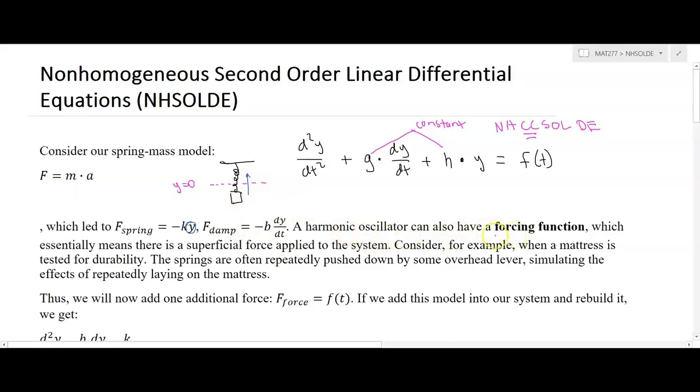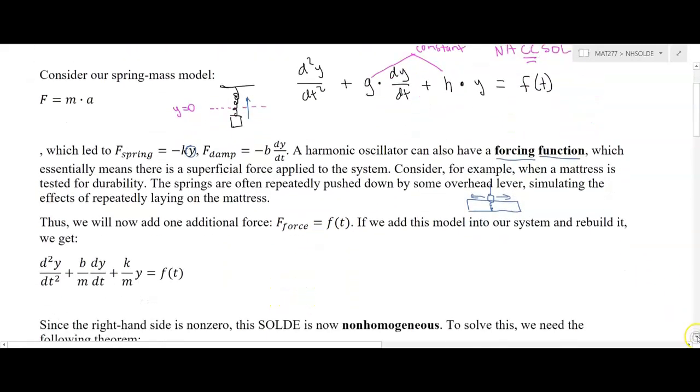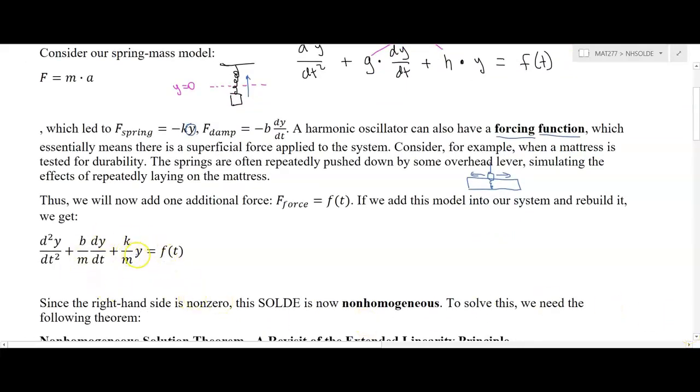A harmonic oscillator can also have this thing called a forcing function, so this f of t over here, which essentially means that there's some superficial force applied to the system. So consider, if you've ever seen mattress testing, they take the mattress, imagine this is the mattress, and they have some sort of overhead roller that rolls this thing back and forth and applies pressure to those springs inside of that mattress. Also, think about the force of gravity. So this could be the force of gravity acting on the mass. So we're going to refer to this new force, f sub force, as some function, potentially of time. It could be constant. So our spring mass system starts to look like this.